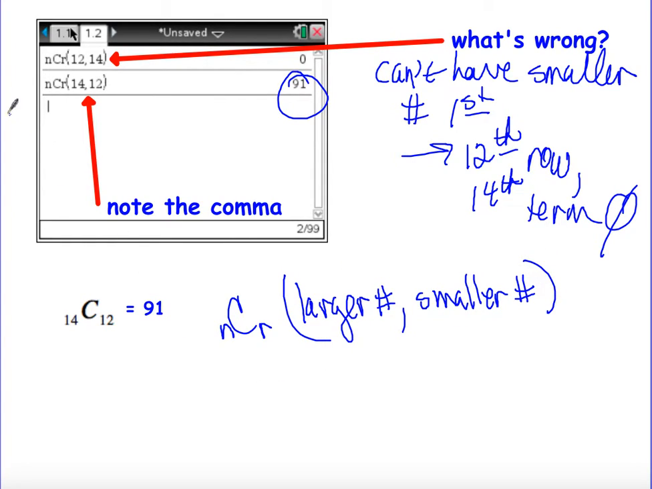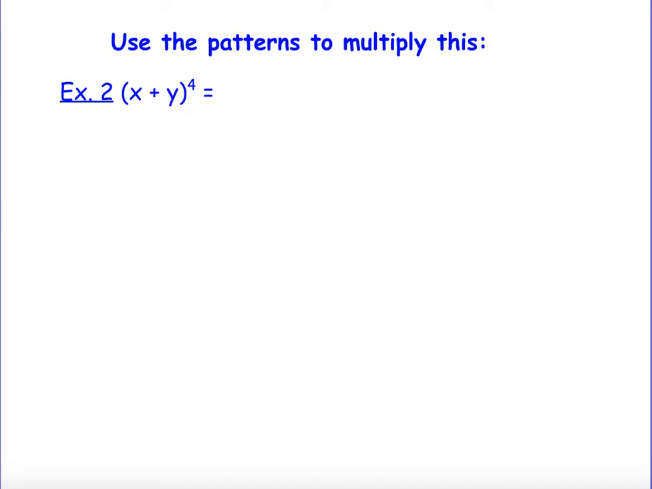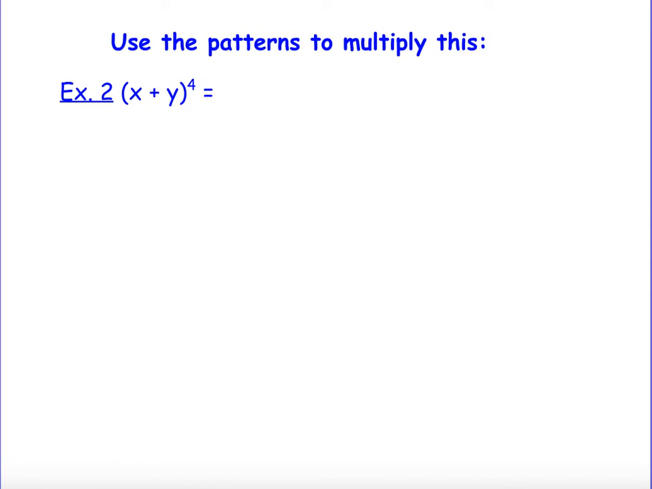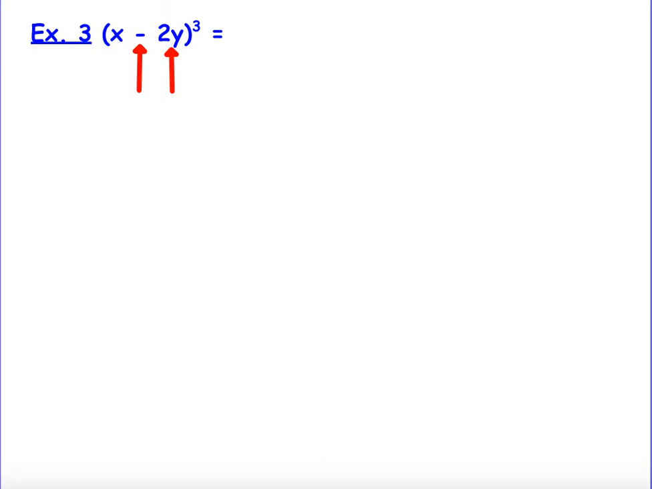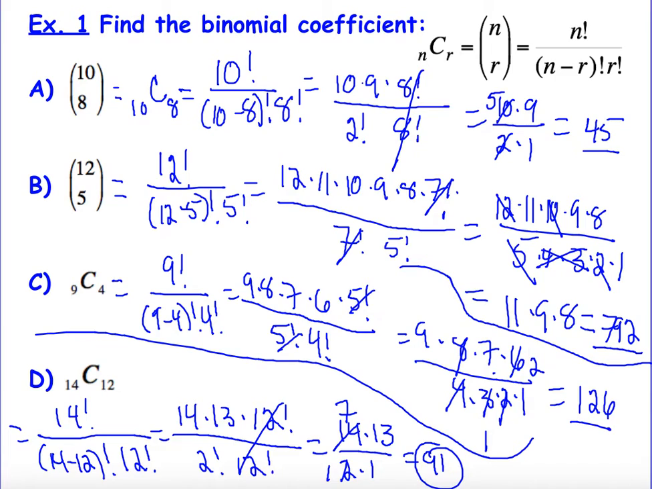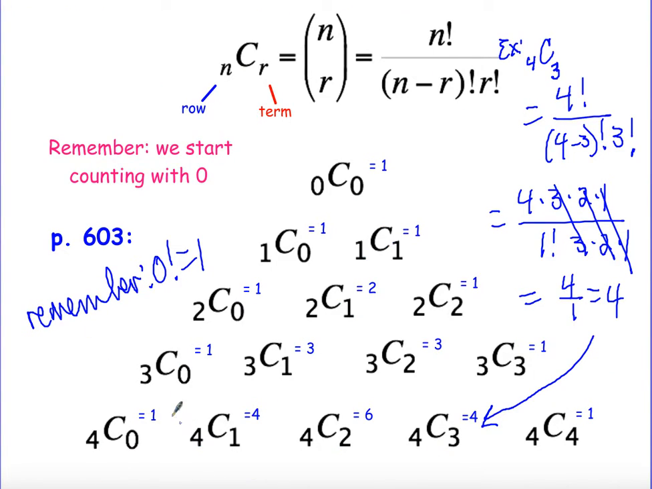Okay? All right, now let's say we wanted to multiply this. We want to use the patterns to multiply this out. Well, if we go back to our notes here, remember, if we go to the 4th row, I had this written for you. Here we go, 4th row. Notice the coefficients go 1, 4, 6, 4, 1. And this is in your book on page 603. So that's what I'm going to start with.